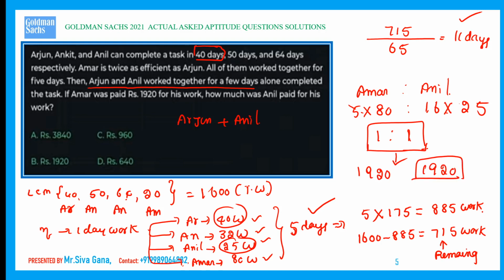That's a beautiful question. Undoubtedly a good quality question. Efficiencies are covered, ratio and wages are also covered. Fantastic question.